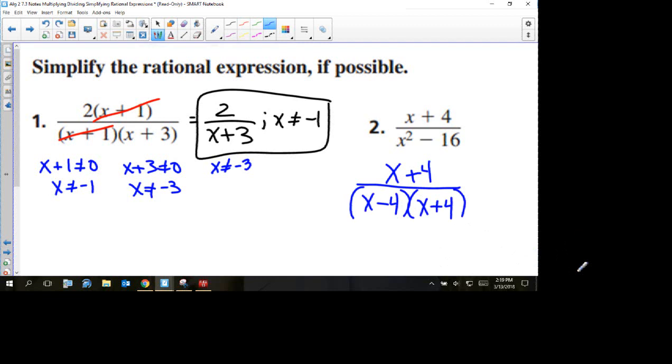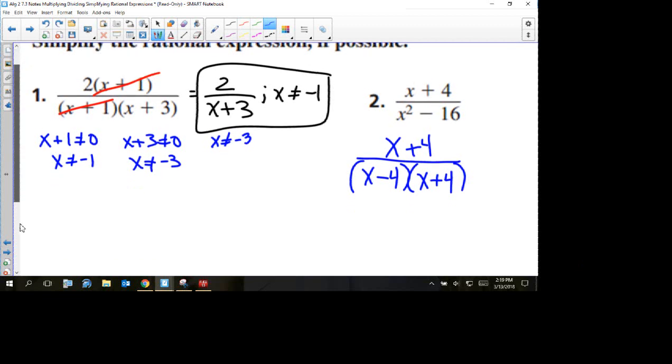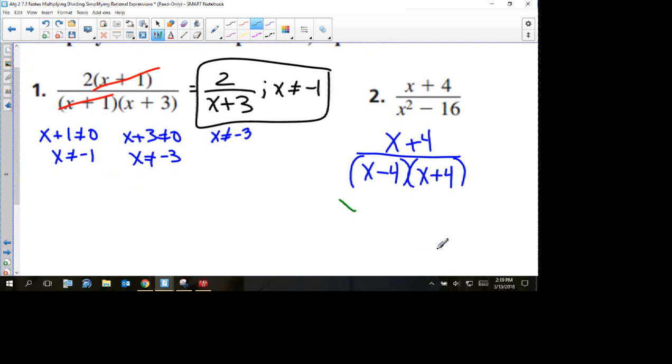Jacob, what's next? Okay. Now to write out those domain restrictions, we say that x minus 4 cannot equal 0, so x cannot equal 4. X plus 4 cannot equal 0, so x cannot equal negative 4.